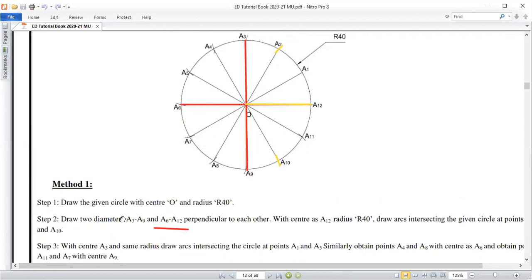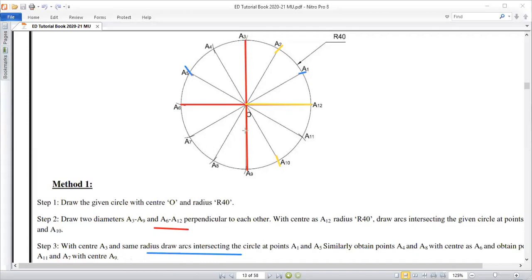Then again, with the center A3, and the same radius of 40 mm, draw an arc intersecting the circle at point A1. So you keep your center as A3 and draw one arc at this point like this, at point A1 and at point A5.